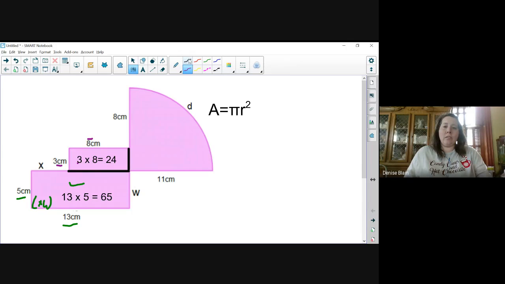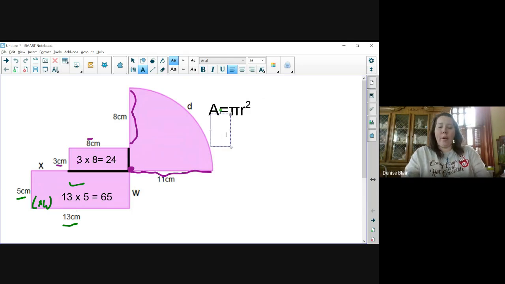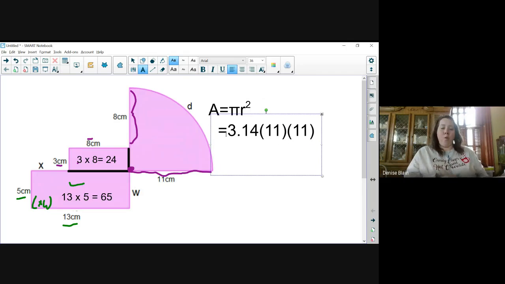Well, we have to look at our quarter circle. The center of the circle is right here. So the line that corresponds to the radius would be 11 centimeters, because the 8 just corresponds to this little piece right here and isn't the full radius measure. So I'm going to plug into my equation: area equals 3.14 times 11 times 11, or 3.14 times 121, because 11 squared is 121.